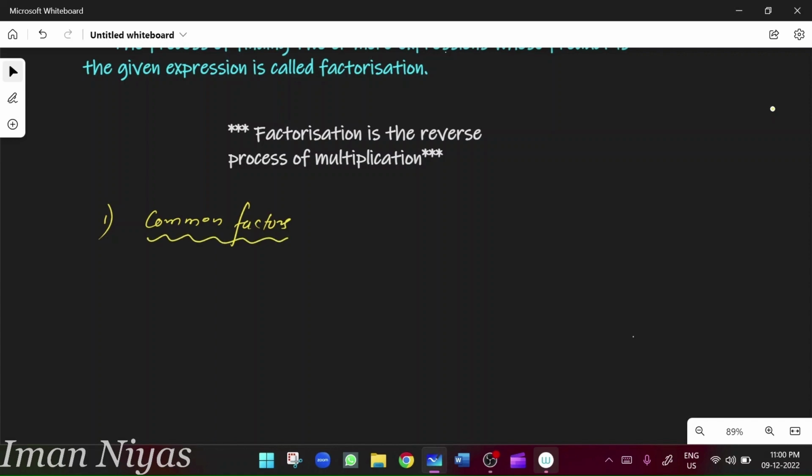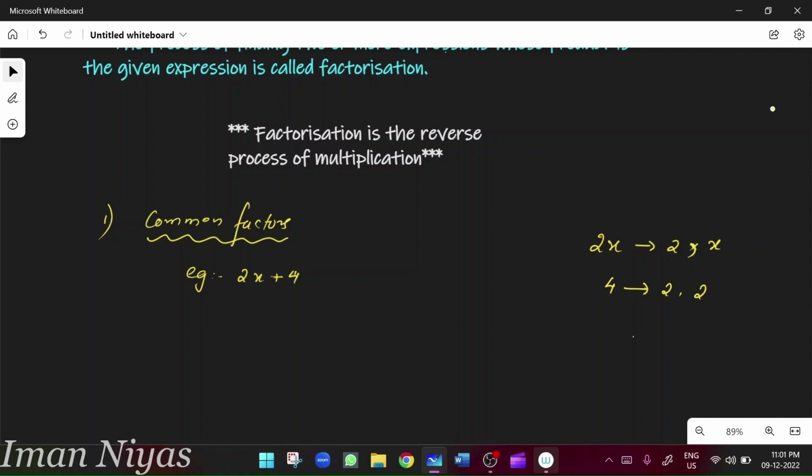Let's see an example. As an example, let's see 2x plus 4. So how can we take out the common factor? The factors of 2x are 2 and x, right? 2 into x will give you 2x. Then 4, can we write the factors as 2 and 2?